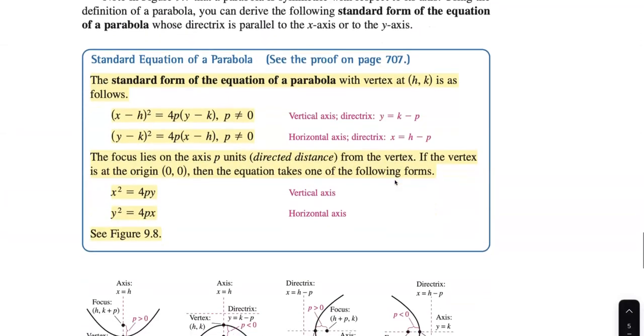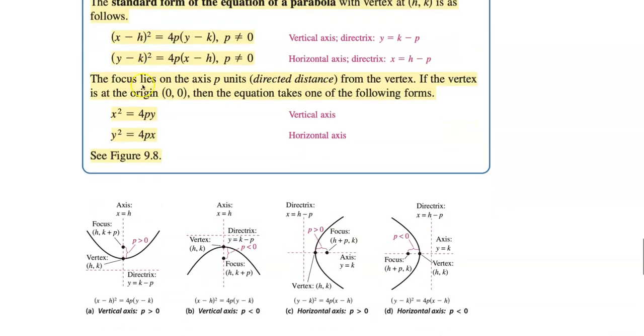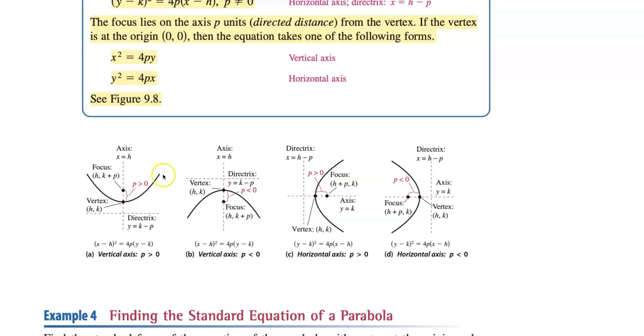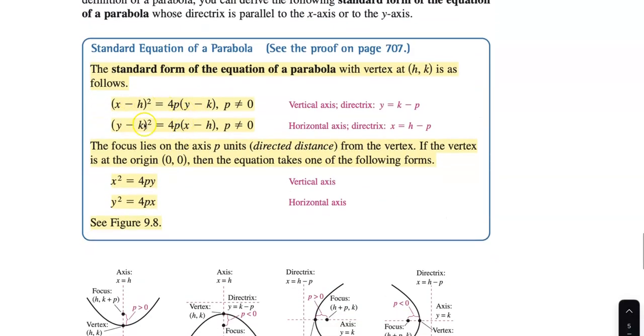Now there's two equations for a parabola. There could be a y squared graph and there could be an x squared graph. The x squared one is the one we're all used to. It's a parabola that opens up or opens down. The y squared ones are going to open sideways. They're going to open right or open left. Now here are the basic formulas for parabola. So we have x minus h squared equals 4p times y minus k.